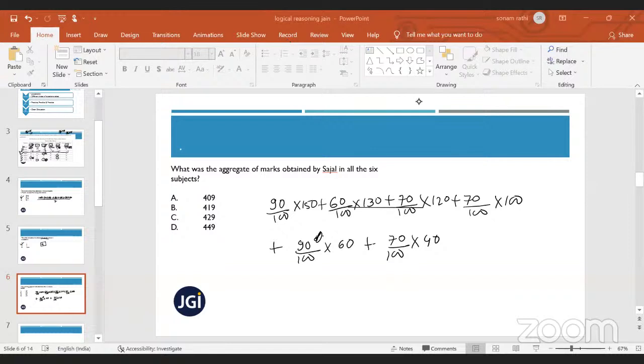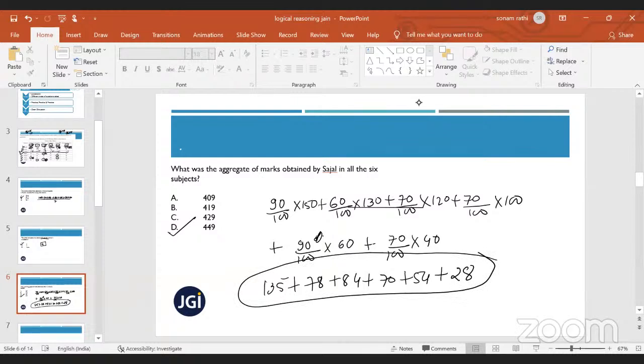Answer is, everyone? Yes, everyone is giving me the correct answer. Correct answer is 449. 135 plus 78 plus 84 plus 70 plus 54 plus 28. When you add it, you will get 449. Option D, right? Yes. So this was easy.